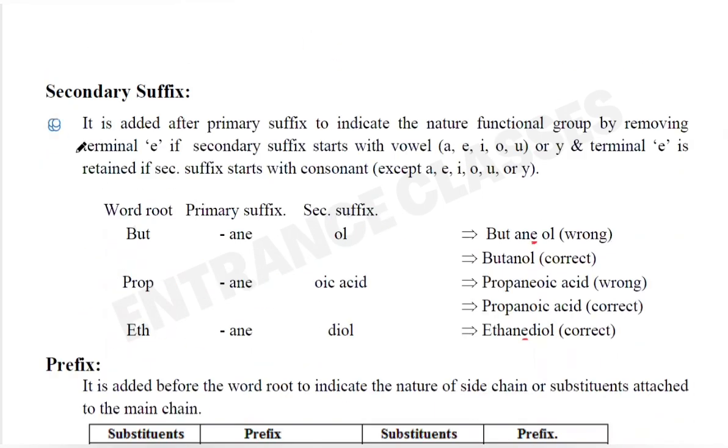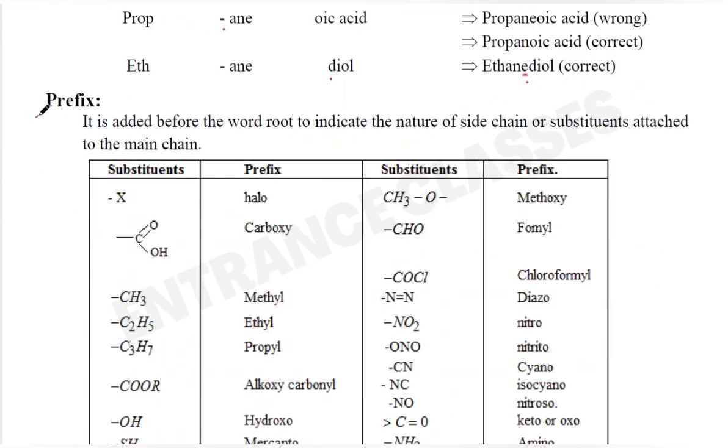Next, secondary suffix. It is added after the primary suffix to indicate the nature of the functional group, by removing the terminal e if the secondary suffix starts with a vowel or y, and the terminal e is retained if the secondary suffix starts with a consonant, except a, i, o, u or y. For example, butanol: it starts with a vowel, so butaneol is wrong, e is to be omitted, butanol, right? Propane plus oic acid: propaneoic acid is wrong, propanoic acid. But diol starts with a consonant, so ethanediol, e is retained. Okay.